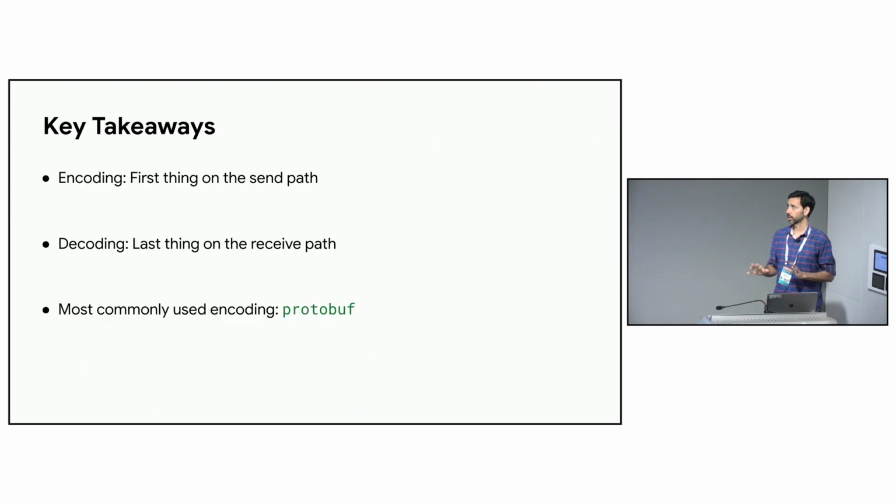The key takeaways here are that encoding is the first thing that happens on the send path, and decoding is probably the last thing that happens on the receive path. The most commonly used encoding in gRPC is the protobuf encoding. In fact, in gRPC-Go, if you don't specify an encoding, we just default to the protobuf encoding.